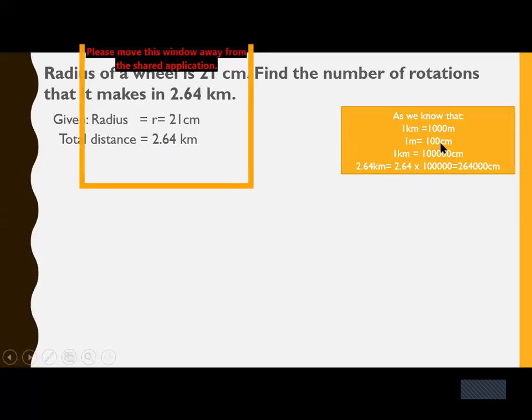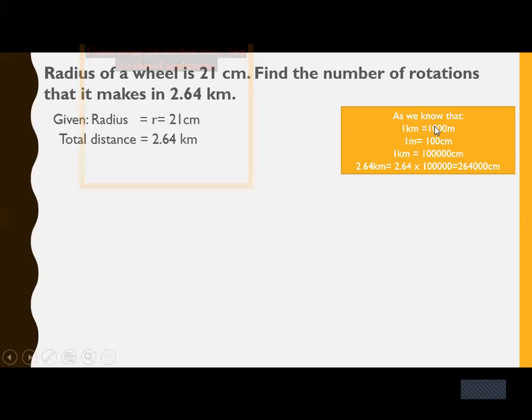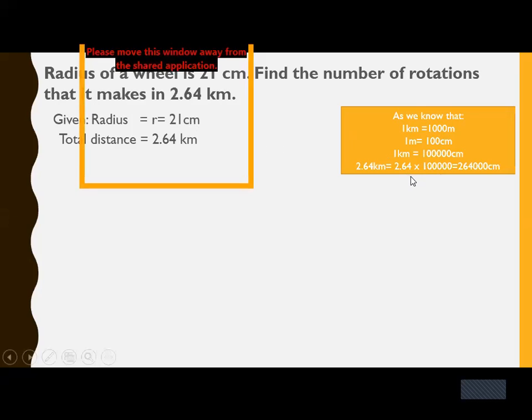If we have to convert it into meters, we multiply it by 1000 only. Students, if the radius is given in meters, then we multiply 2.64 by 1000 only. But here we want to convert it into centimeters, so we have to multiply it by 1 lakh. Now how can we multiply when there is a decimal point? Look at this simplification. Here the point is going to be moved two places.